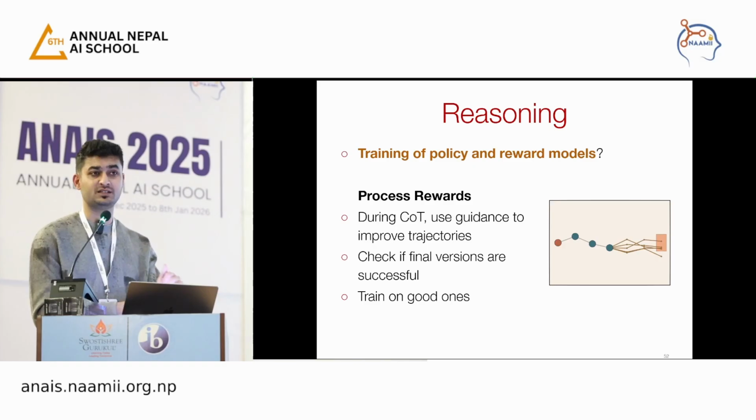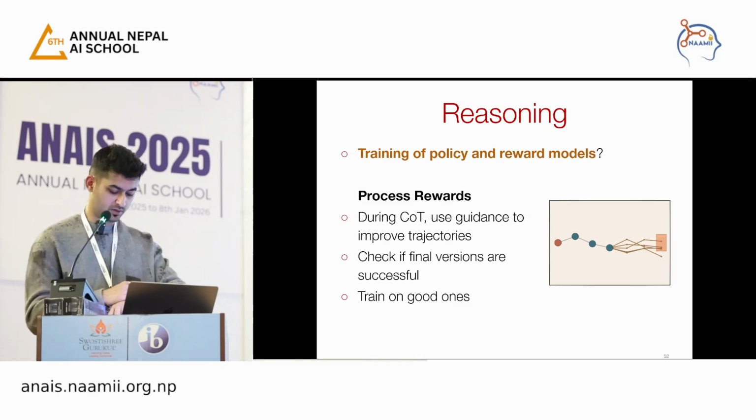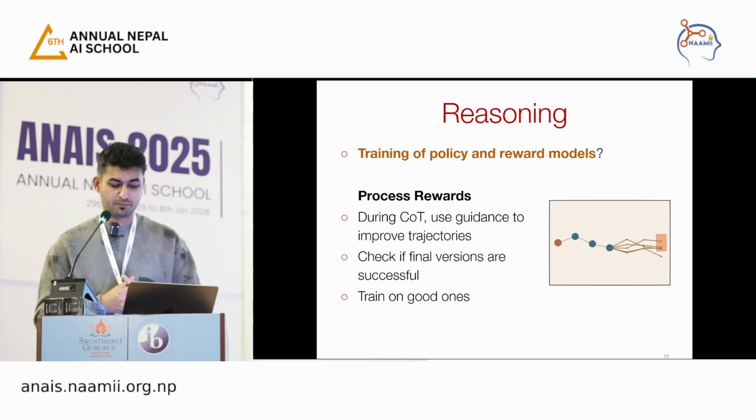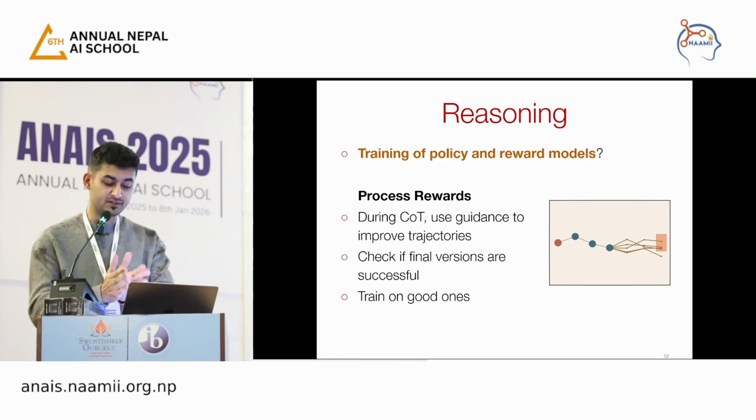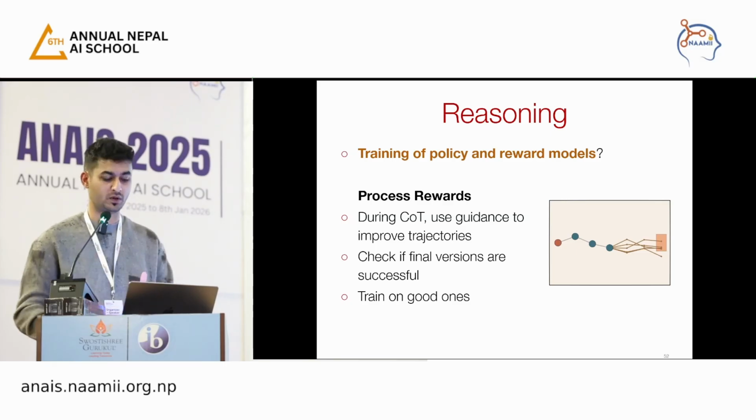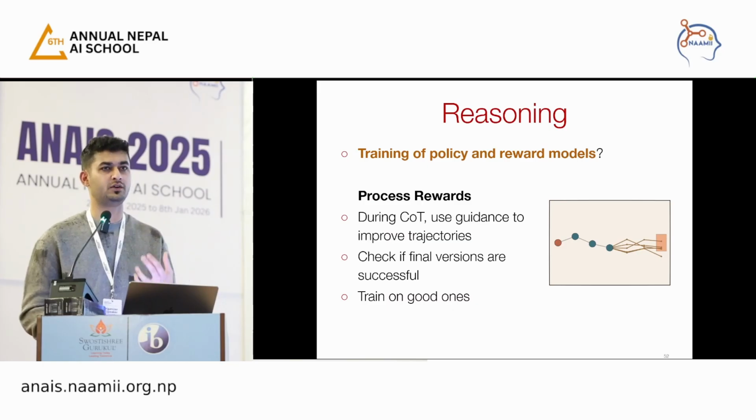There are also process rewards. Like I mentioned, we can also use partial thinking traces to train a model. These are called process reward models, and during this chain of thought, you check whether certain traces lead to the good answer, and if the final versions are successful, train on the good ones. So this is also one way. And yeah, this was just to show how reasoning models are developed after it was found out that chain of thought was good for model improvement.